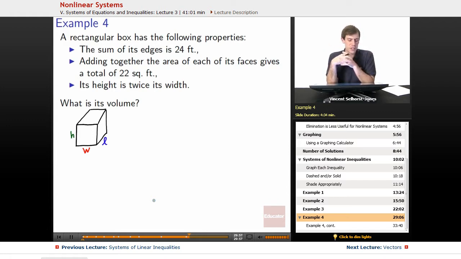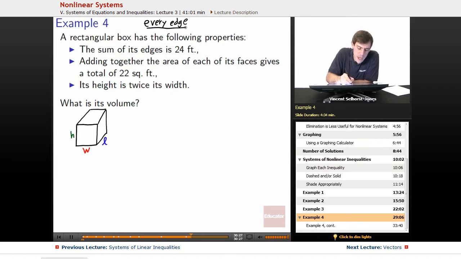The sum of its edges is 24 feet. Now, technically, we don't really know: are they saying just one of its edges each time, or all of its edges? Sometimes you see things that are a little bit confusing in math. If you saw this on a test, it'd probably be a good idea to ask your teacher, because you're not sure: does that mean h plus w plus l, or each edge of the box all added together? So let's go with the sum of every edge.